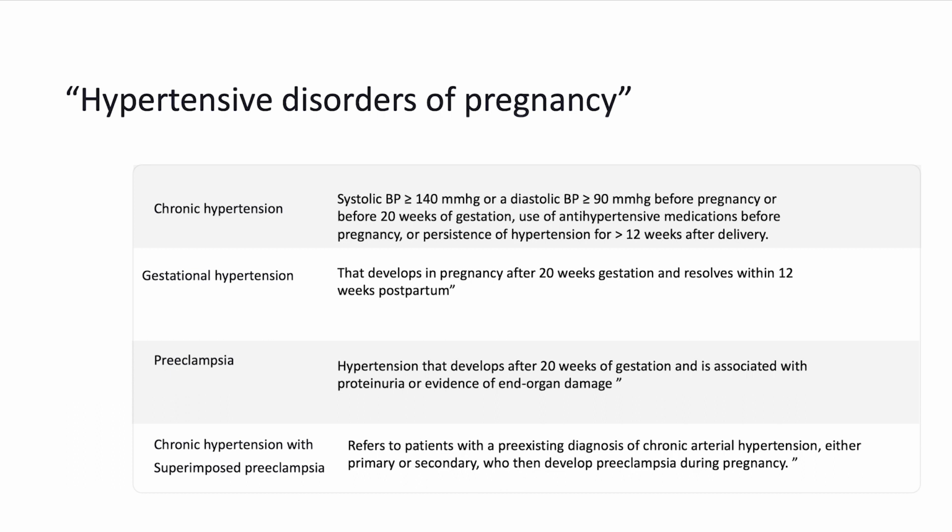Gestational hypertension is defined as hypertension that develops in pregnancy after 20 weeks gestation and resolves within 12 weeks postpartum. Preeclampsia is defined as new-onset hypertension that develops after 20 weeks of gestation and is associated with proteinuria or evidence of end-organ damage. Chronic hypertension with superimposed preeclampsia refers to patients with a pre-existing diagnosis of chronic arterial hypertension, either primary or secondary, who then develop preeclampsia during pregnancy. About 30% of women with chronic hypertension go on to develop preeclampsia during pregnancy.